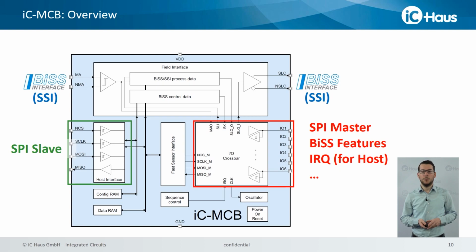Typically, that can be one SPI master interface, which enables iC-MCB to automatically read out SPI sensors. Furthermore, you can also assign BiSS features to the 6 I/Os, which enables you to configure BiSS daisy chaining or bus configurations using iC-MCB. And last but not least, you also have access to an interrupt signal, which can then be used by the host microcontroller.